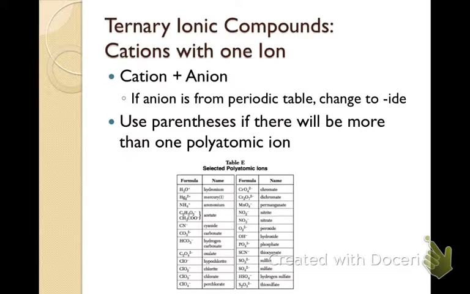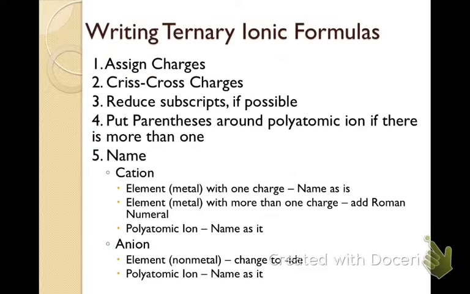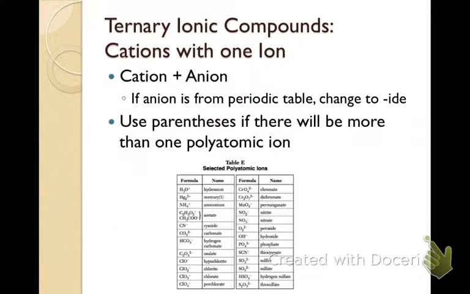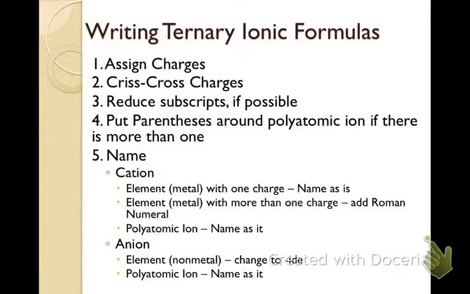So if your cation's one of those first three, so hydronium, mercury 1, or ammonium, don't ever change the name for those. Okay, just keep them as is. For the anion, if it's an element from the periodic table that's of course a nonmetal, we'll change the ending to IDE. If it's a polyatomic ion from table E, like any of those pretty much besides those first three, we're going to keep the name as is, so we're not going to change that name at all.